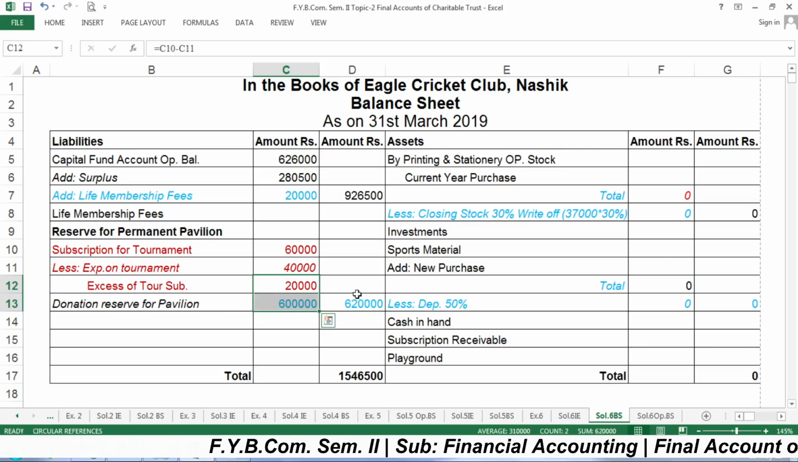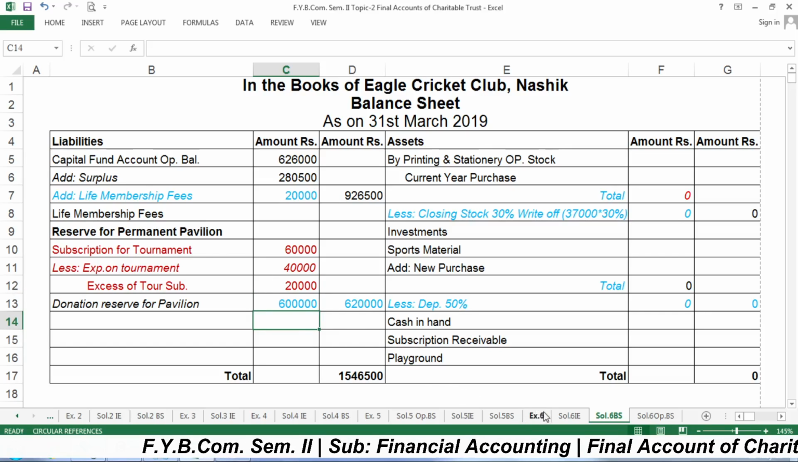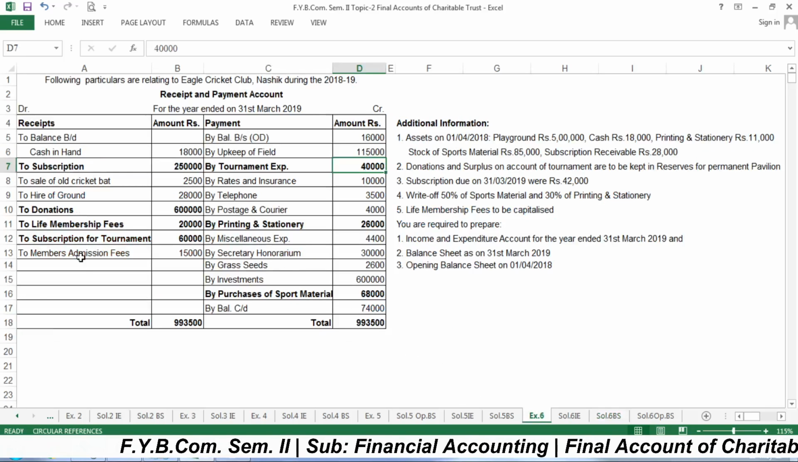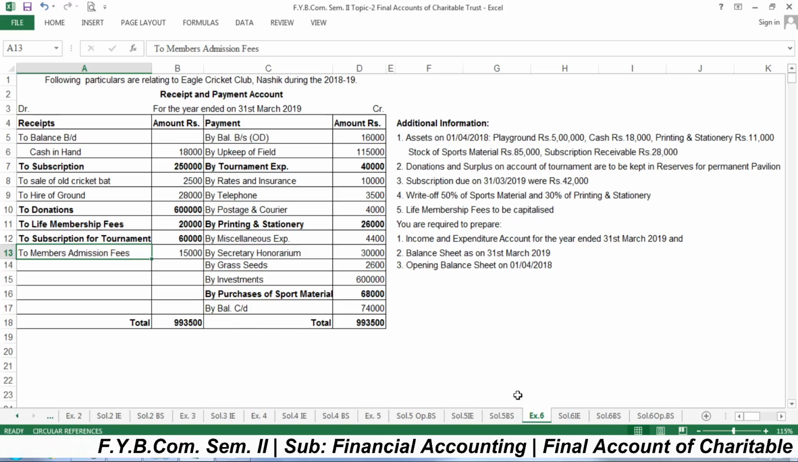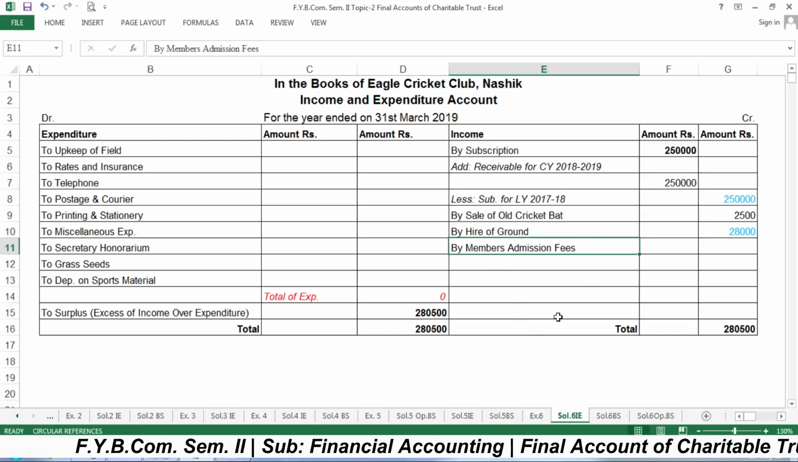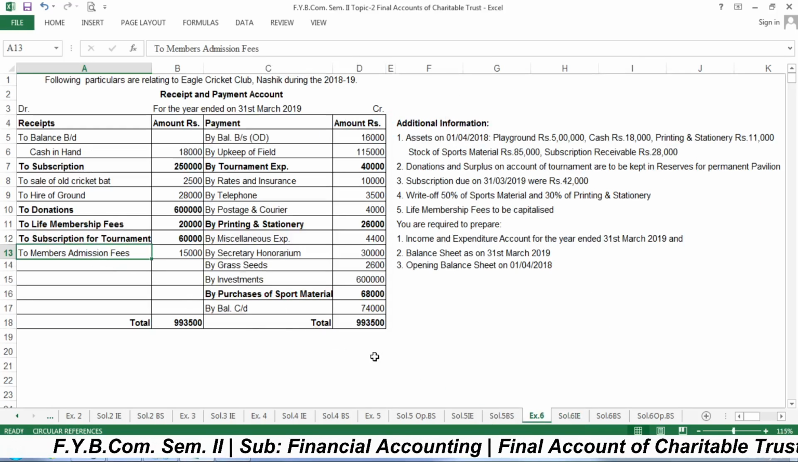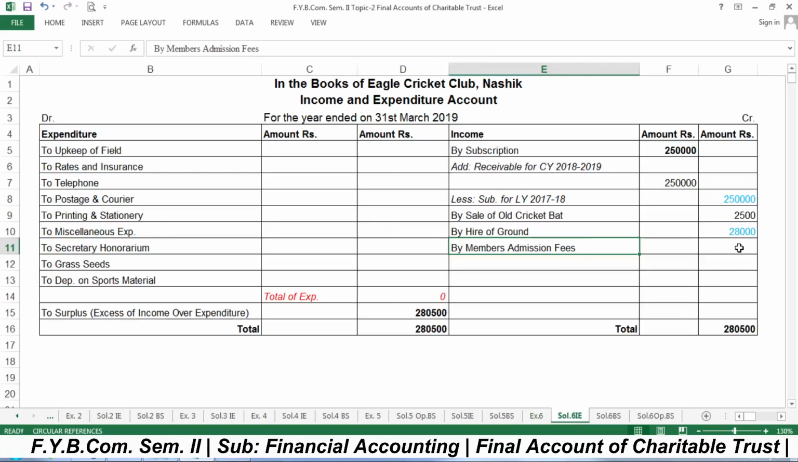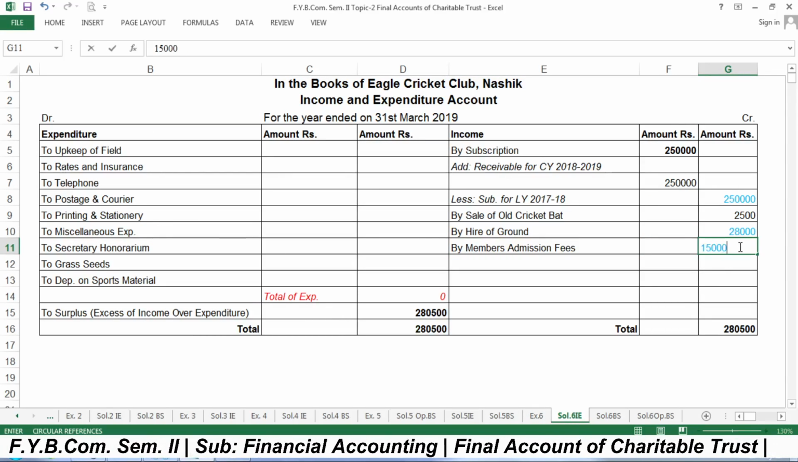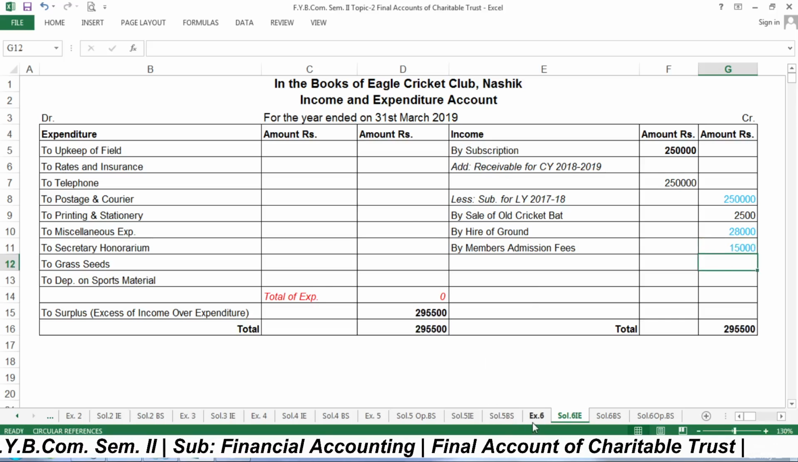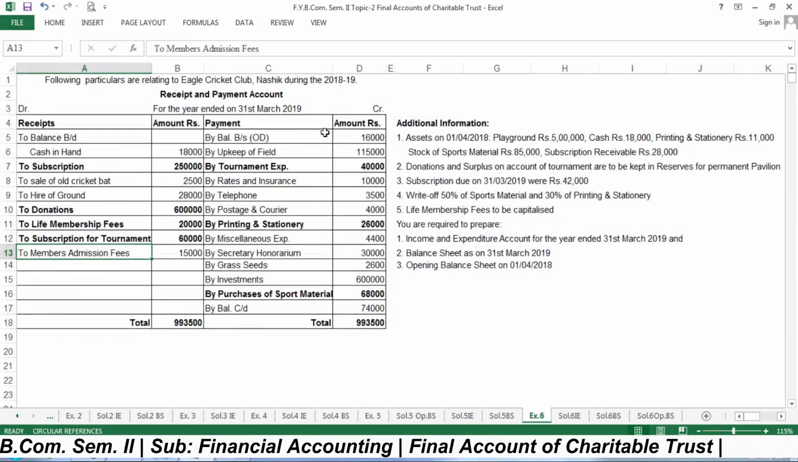So 6 lakh 20,000 rupees will be kept aside as reserve for permanent pavilion. Now turn towards the next item, that is members admission fees. It is our income, so we will write over here on the income side members admission fees of rupees 15,000. After that, we will consider our payment side.